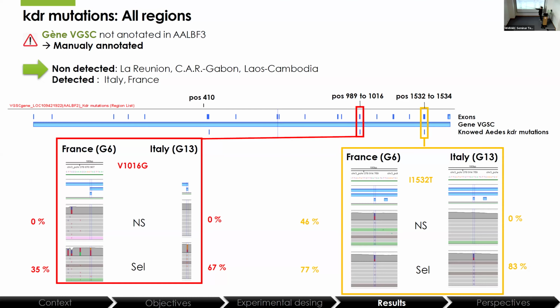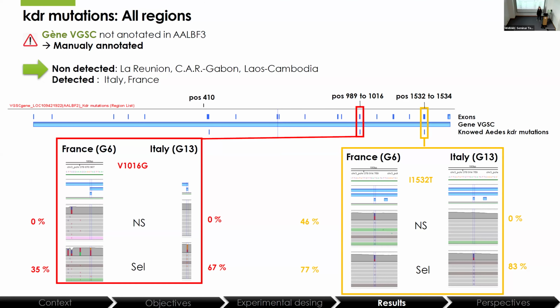The non-selected line and the selected line are from the same population that we split in two. So if we can select it, it's probably there, but we can lose it by genetic drift or a bottleneck effect, probably. But yes, those two mutations have already been detected in other studies.